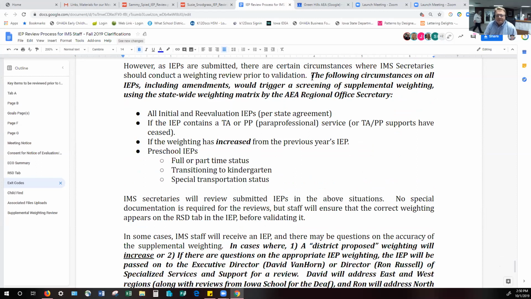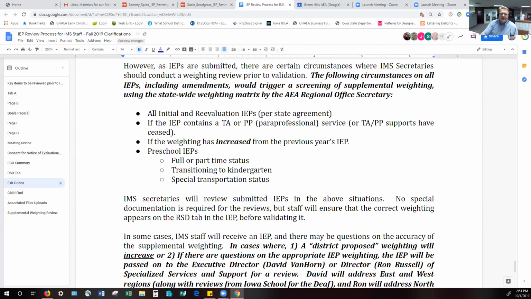And if you look at our bulleted list here, it has changed since last time. We had a little bit of a longer list of situations where we would say, please do a weighting review when an IEP comes in. And as we talked about that recently, it was a pretty long list. And I think we determined that would have been well over, probably well over half of the IEPs that we were saying, let's do a formal weighting screening. So we've trimmed that down a little bit, and I wanted to walk through the reasons we're saying.